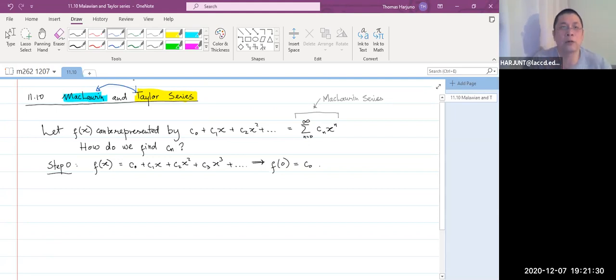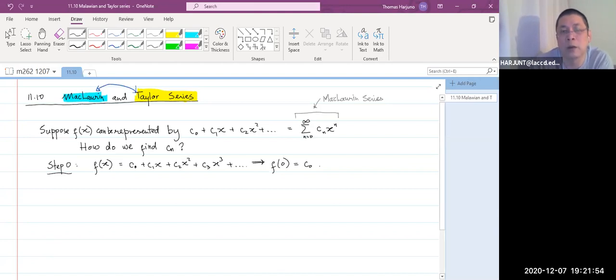Okay. Now, we start with a function. Suppose that a function f(x), let me use the word suppose here, can be represented by a power series. Now, the procedure that we use here to find the Maclaurin series will be as the following.